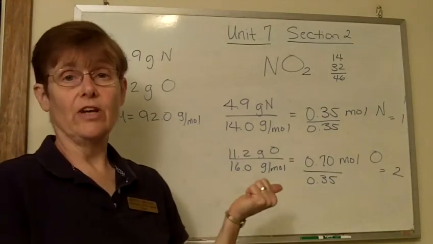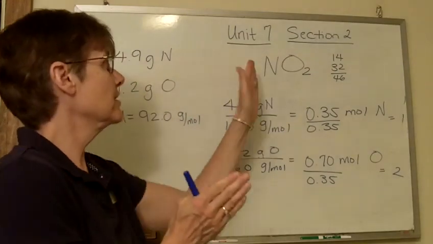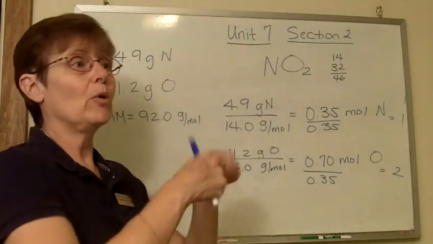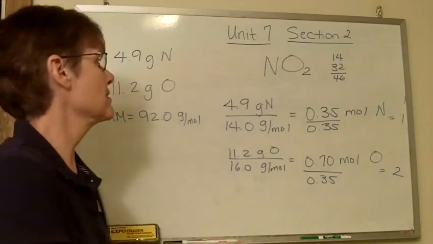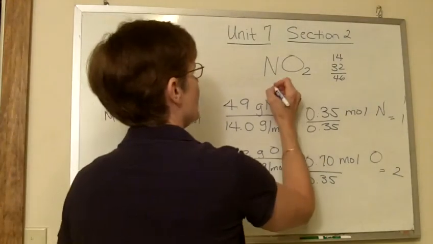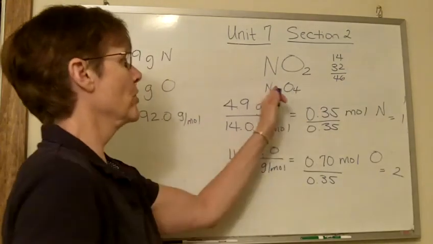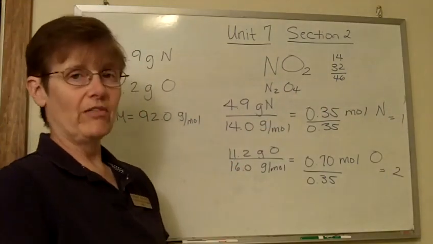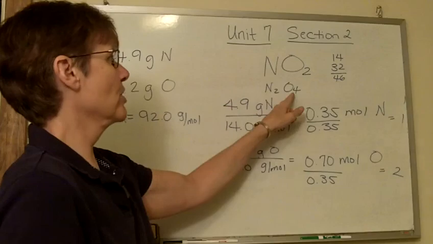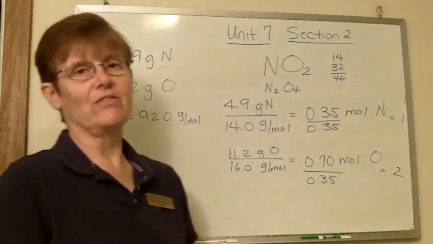Well, that's an easy fix. We need to keep the same ratio, and it still needs to be a 1-to-2 ratio, but we need to make it twice as big as it is. So to do that, we can just say N2O4. So we still have a 1-to-2 ratio, but now we have enough atoms so that if we add those all up together, we'll get a molar mass of 92.